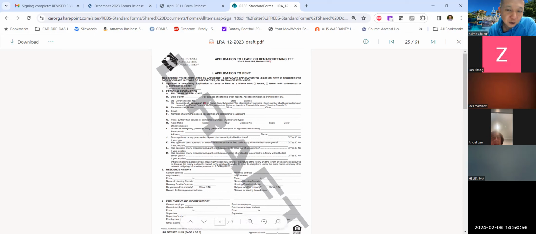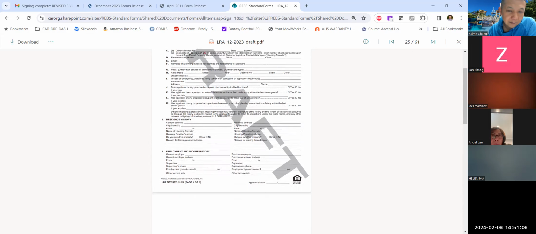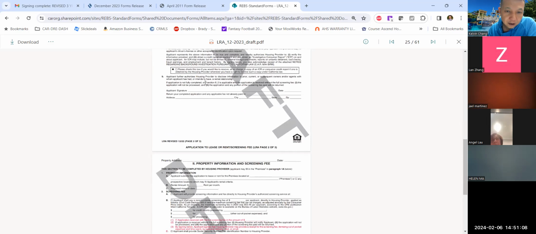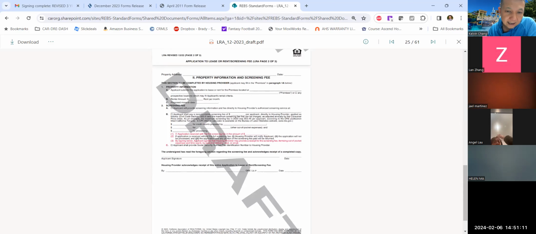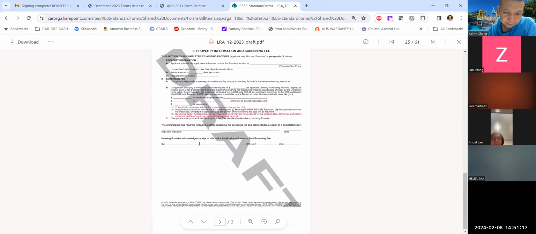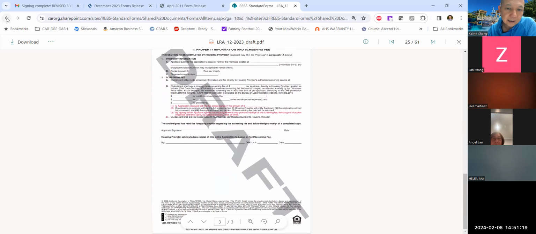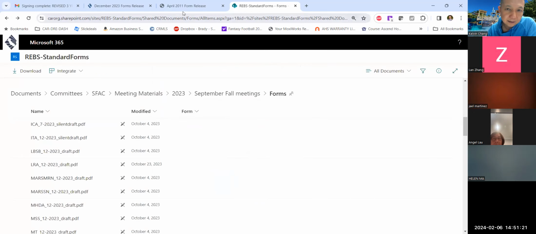They took this social security number off of this. Applicants should be providing it maybe on a separate form or verbally, or just write it in with the landlord later on. But it used to be on there. Now it is saying applicants shall provide it later. That's the only change on the application to rent.